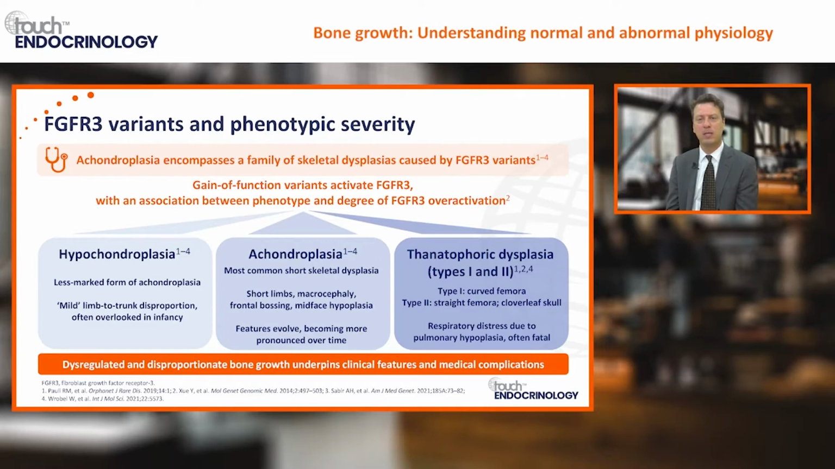Now, in individuals who have activating variants in the FGFR3 gene, there's a spectrum of short stature conditions. The mildest is called hypochondroplasia. More significant mutations in that same gene lead to achondroplasia, which is what we'll be discussing today. And even more severe variants can lead to a severe form of a skeletal dysplasia called thanatophoric dysplasia, which can often be lethal in infancy or as an embryo, although sometimes children can survive with significant medical comorbidities.